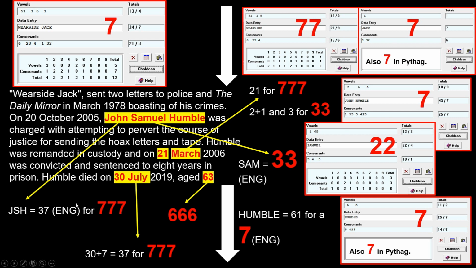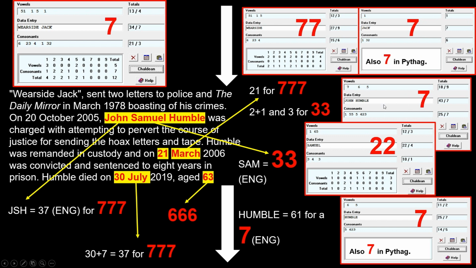Okay, so plenty of code there. Humble died on the 30th of July. 30 plus 7 for 37 for 777. 3 sevens, of course. And he was 63, 3 sixes for 666. Wearside Jack, which was his nickname, added up in Chaldean to 34 for a 7. Wearside in Chaldean, 27 for 2 sevens for 77. And Jack in Chaldean and also in Pythagorean adds up to 7 in both.